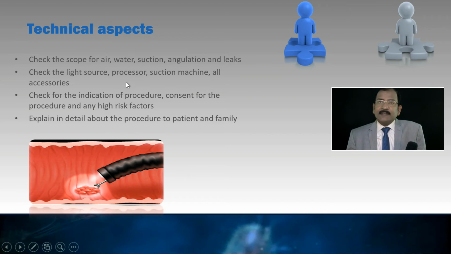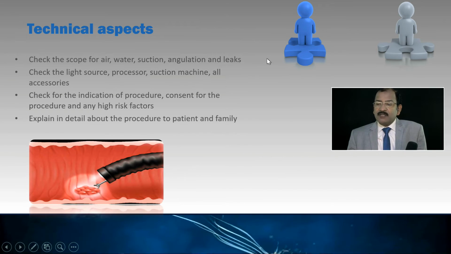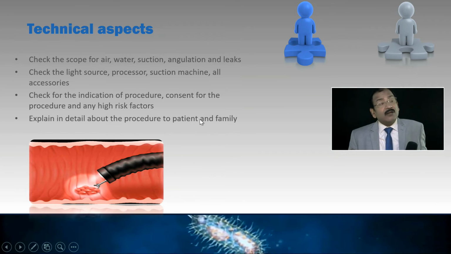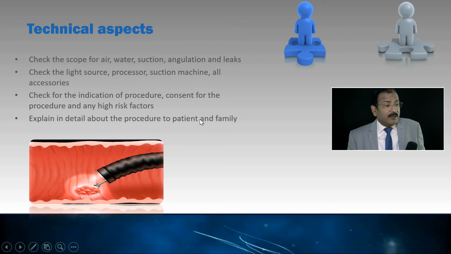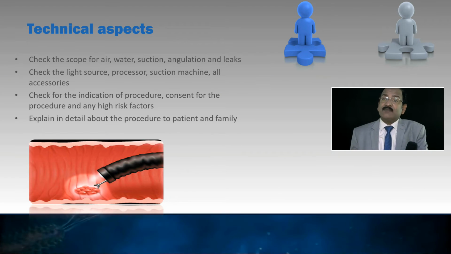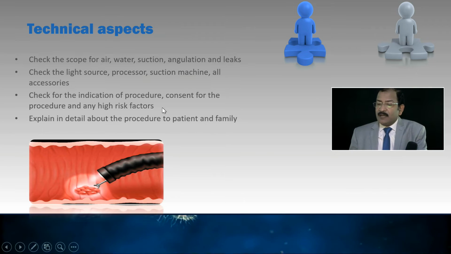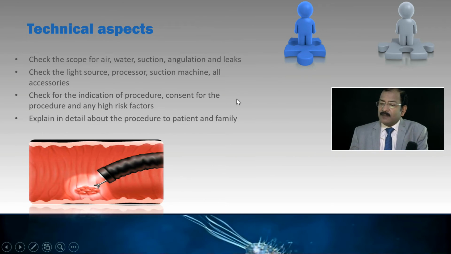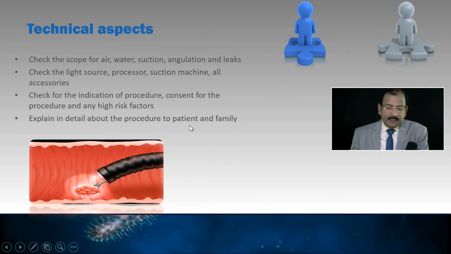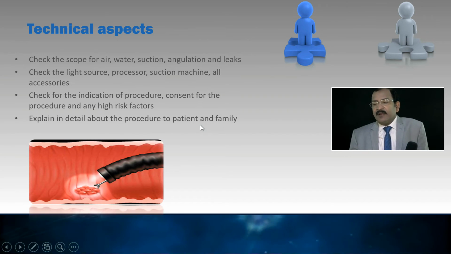Now, technical aspects are also important. Check the scope, air, water, suction, angulation wheel, leak. We should check the light source, processor, suction machine, all the accessories, check the indication for the procedure, and consent should also be taken. Sometimes you have not told the patient what you will do, and the patient gets panicked. You should also get consent for high risk factors. We should also explain the procedure to the patient and family, and that way it will be better.